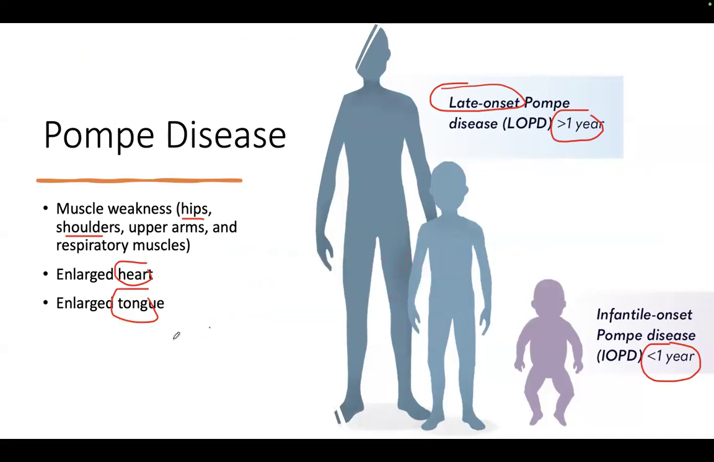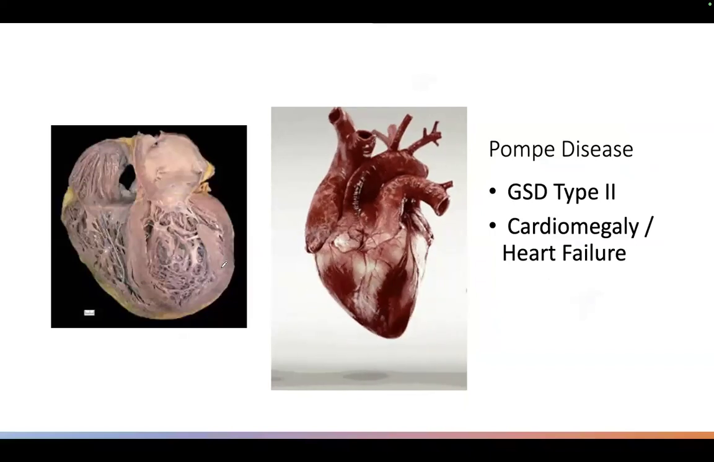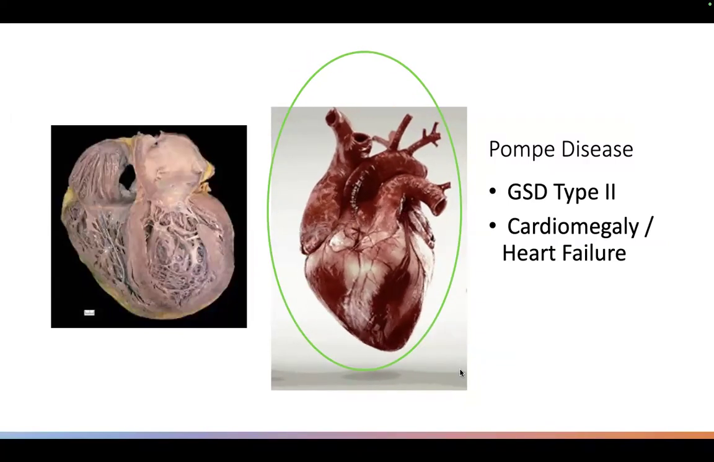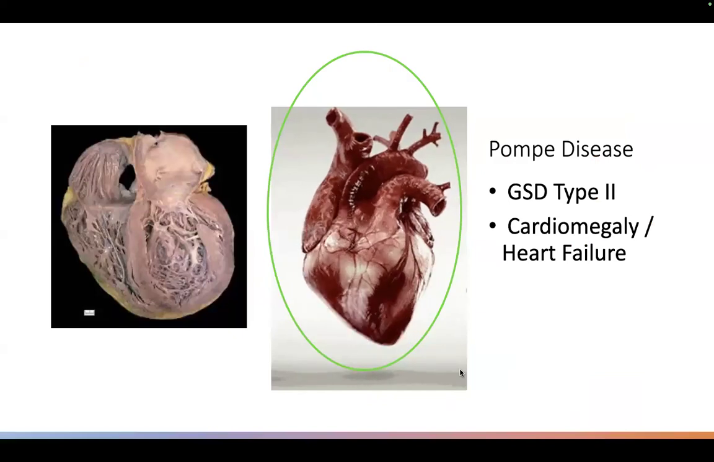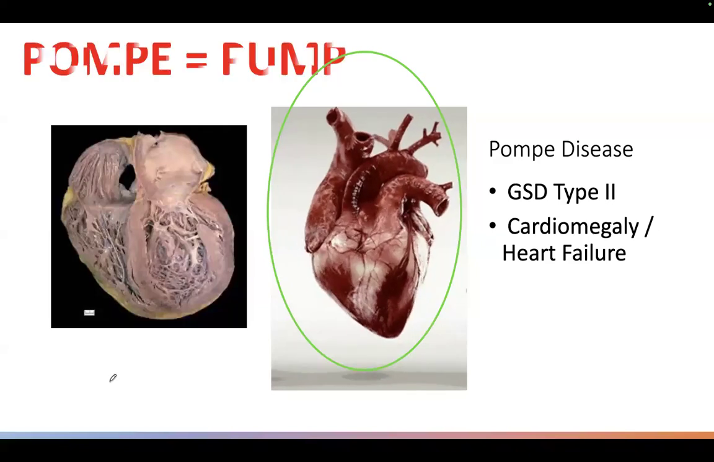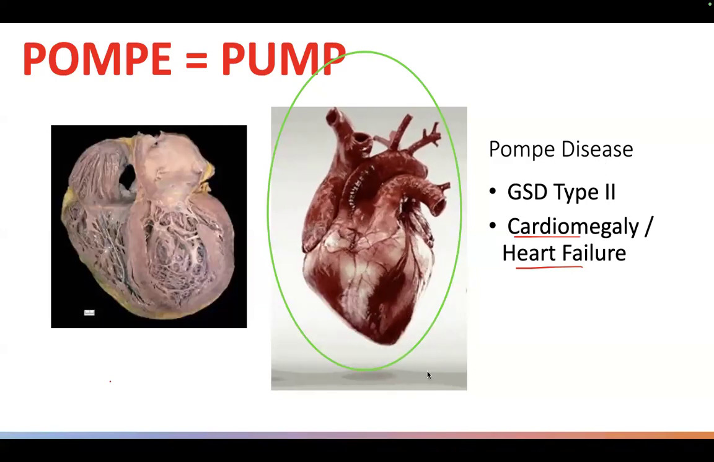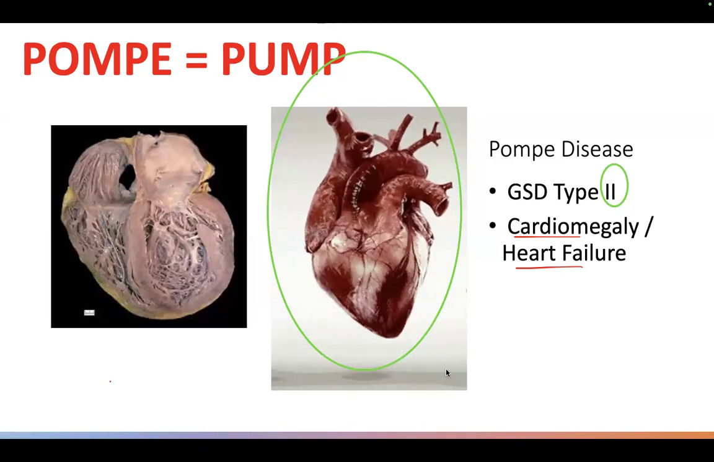So this is your mnemonics. What do you see here on the right? What is this? This is a heart that is pumping, because Pompe's disease is the beating heart. Pompe disease is the pump because it presents with cardiomegaly and heart failure. And just to remember the glycogen storage disease type, which is type 2, just remember this.